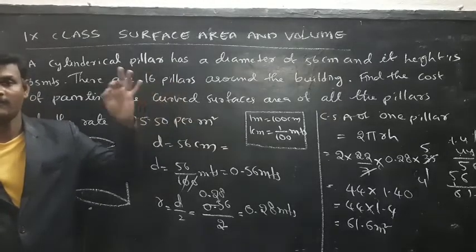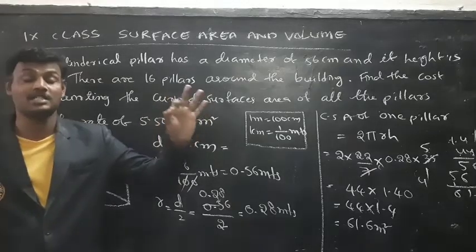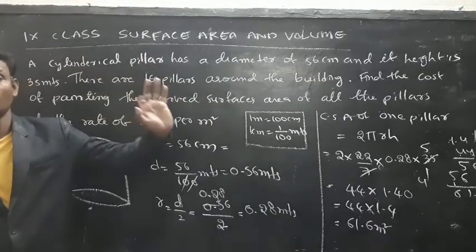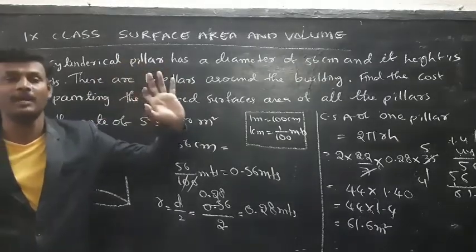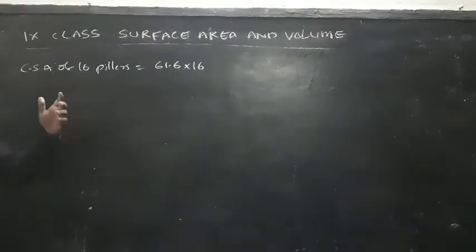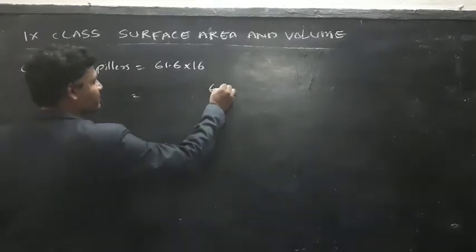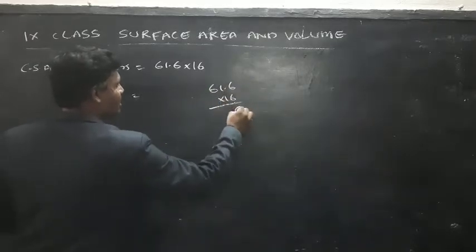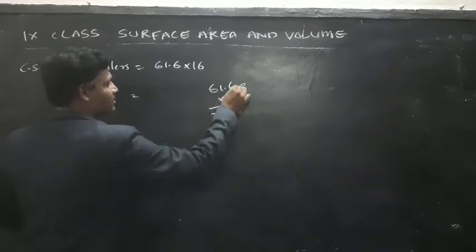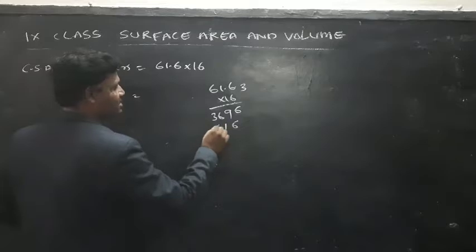Curved surface area of one pillar is nothing but 61.6 meters square. But here there are 16 pillars. Now you have to find the CSA of all 16 pillars. Curved surface area of one pillar is 61.6, but I need the curved surface area of all 16 pillars. So CSA of 16 pillars is equal to 61.6 into 16. Now multiply this. 6 6s are 36. 6 1s are 6 plus 3 is 9.